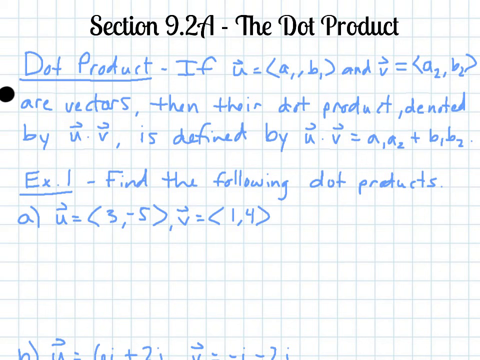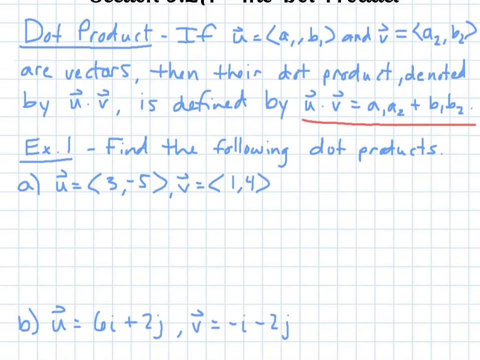Okay, so notice that it's kind of like multiplication. You are multiplying your a values to each other, and then multiplying your b values together, and then you're going to add them. So you're going to have one value when you're done. So the dot product is kind of like a scalar value, where it's just a number that you end up with.